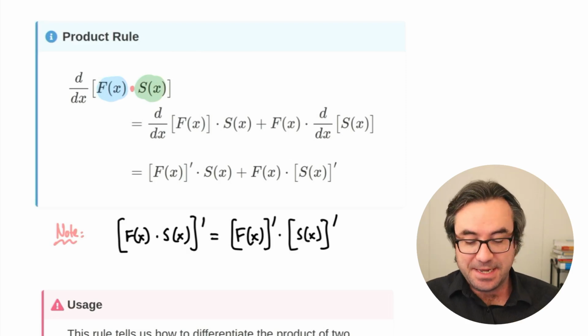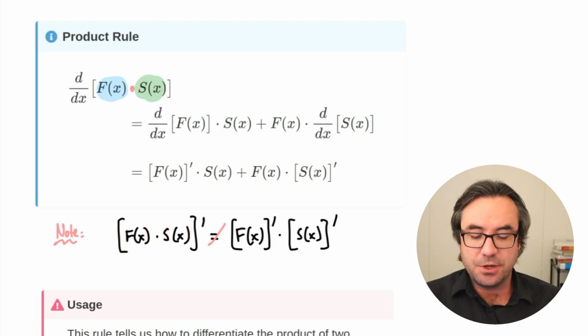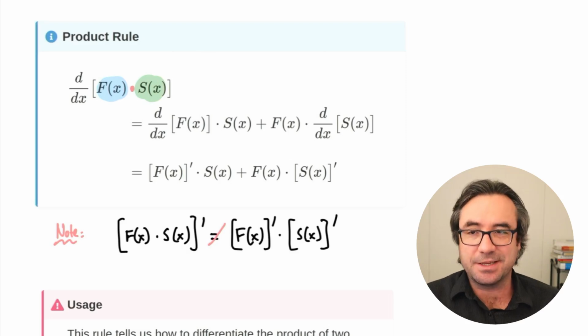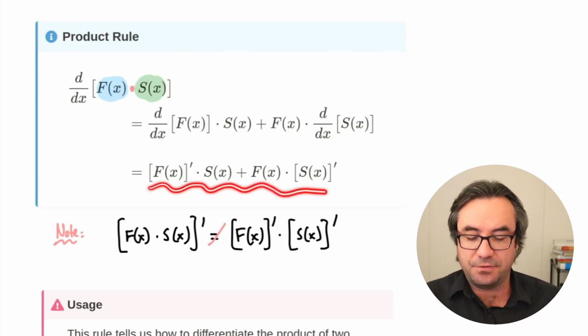Unfortunately, it doesn't work like this. So these are not equal. When we have a product of two terms, we can't just differentiate the first term, differentiate the second term, and then keep the multiplication sign in the middle. It just doesn't work like this. So it's a little bit more involved.